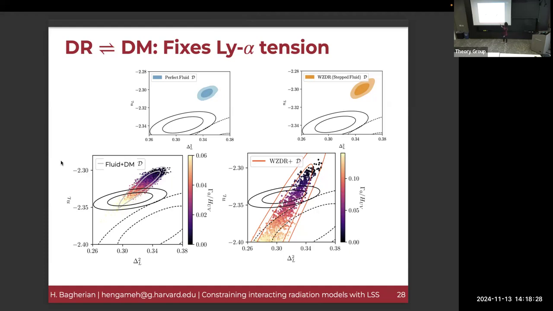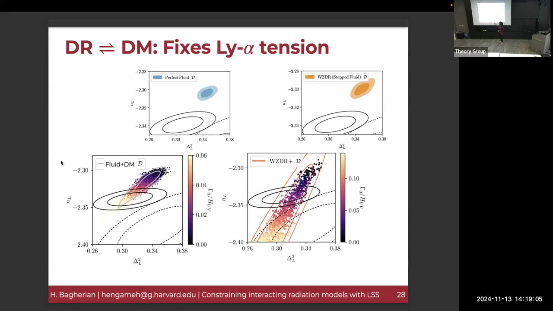And one thing I should have probably mentioned is that one reason people talk about the S8 tension and Hubble tension, but not a Lyman alpha tension, is because there's still work to be done on these measurements. There are 2 sets of measurements for the Lyman alpha spectra, and as you can see, they're not in total agreement with each other, which is why people refrain from saying Lyman alpha tension so far. But the DESI data is coming out, and hopefully it's going to resolve the conflicts between these 2 data sets. This is just the interacting fluid plus dark matter.